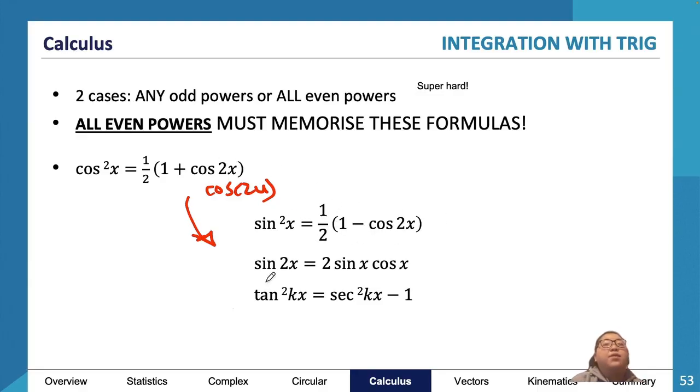If you have sine 2x, that's going to equal 2 sine x cos x, which you can then convert to, say, 4 sine squared x cos squared x. You could then convert that to sine squared of 2x, because that is sine squared of 2x, and then you can convert that into 1 minus a half of 1 minus cos of 4x. So you can do conversions after conversions as well.